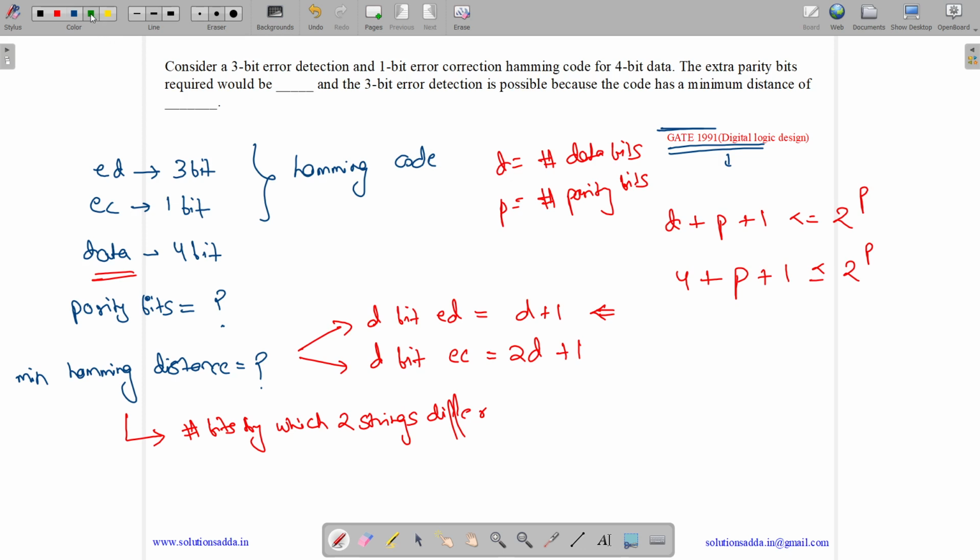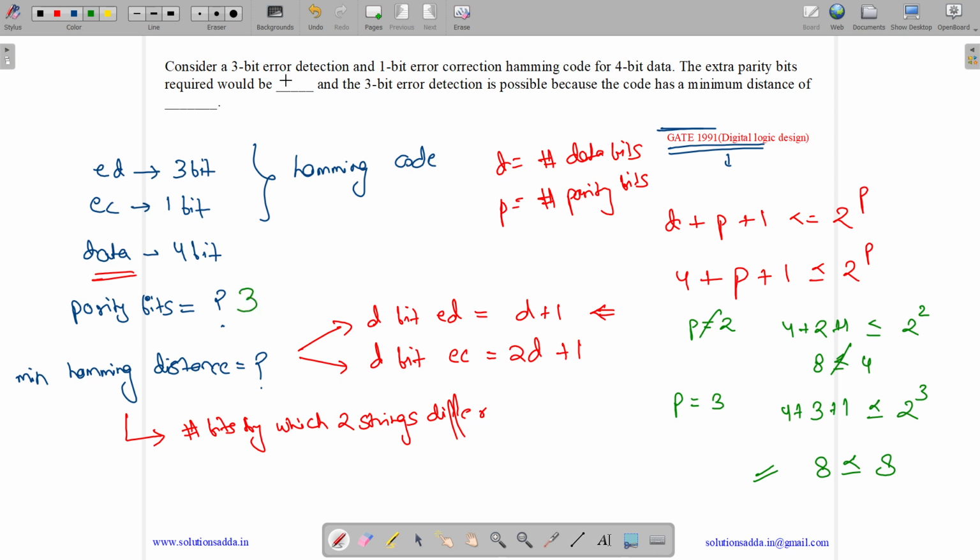Let us assume P to be 2. Then 4 plus 2 plus 1 should be less than or equal to 2 to the power 2, which means 7 is less than or equal to 4, which is wrong. So P can't be 2. Let us try P equals 3. So 4 plus 3 plus 1, that is 8, is less than or equal to 2 to the power 3, which is 8. 8 is less than or equal to 8, which is correct. Thus, the number of parity bits required is 3.